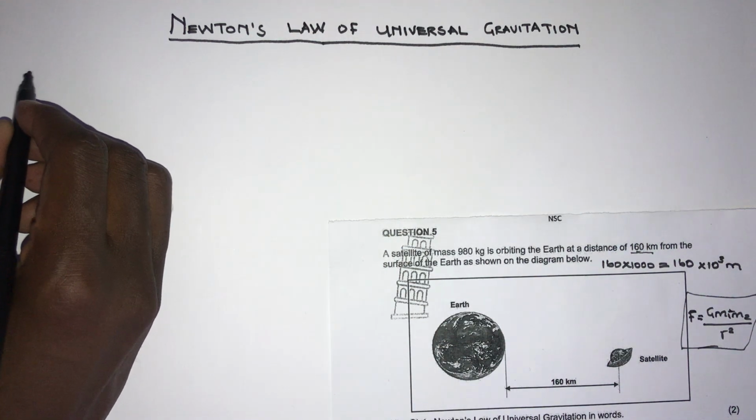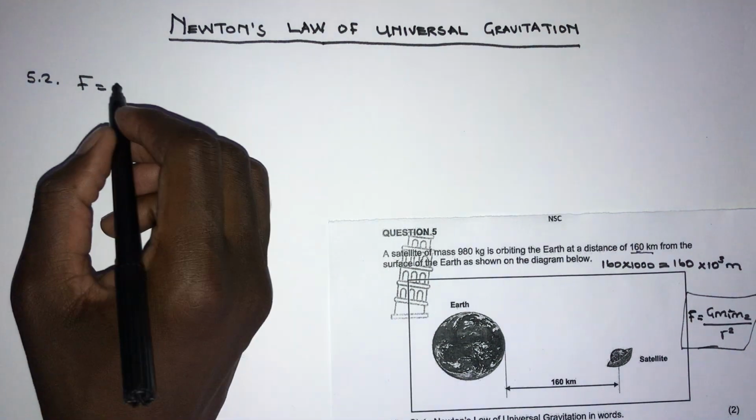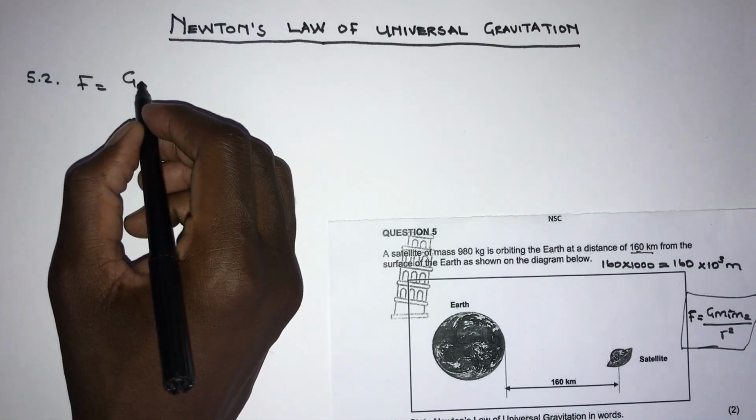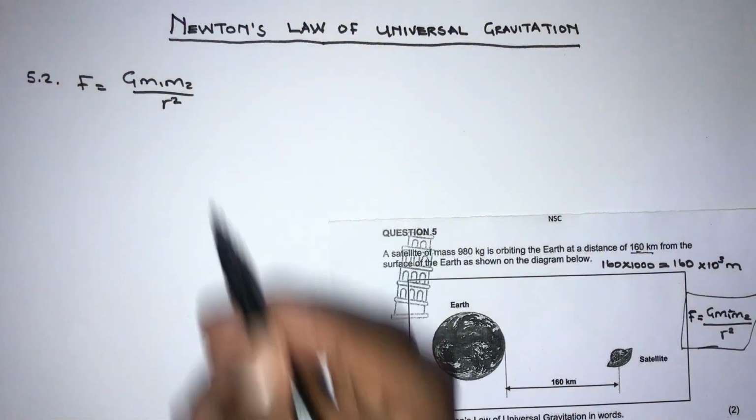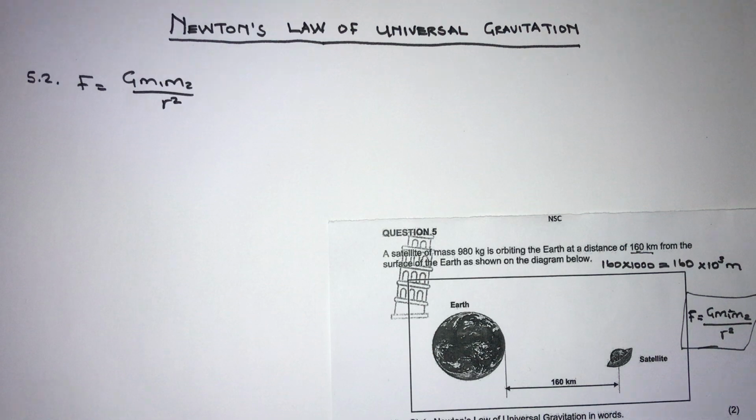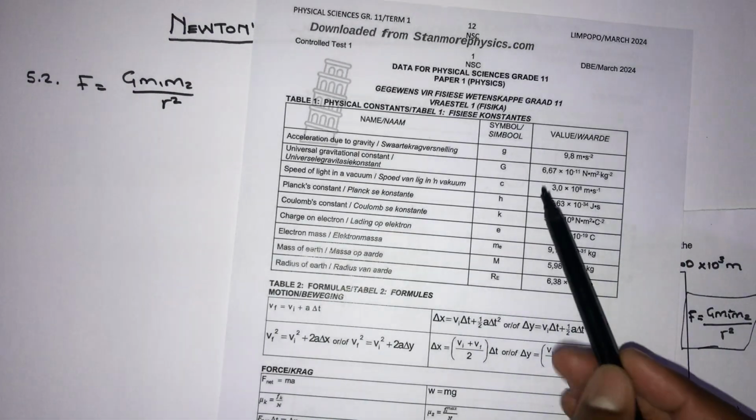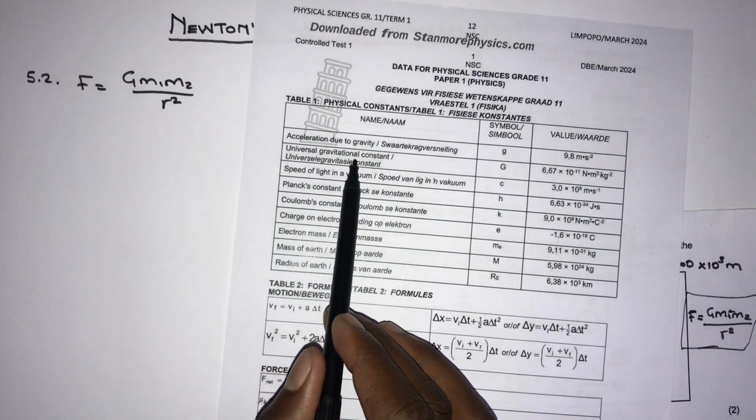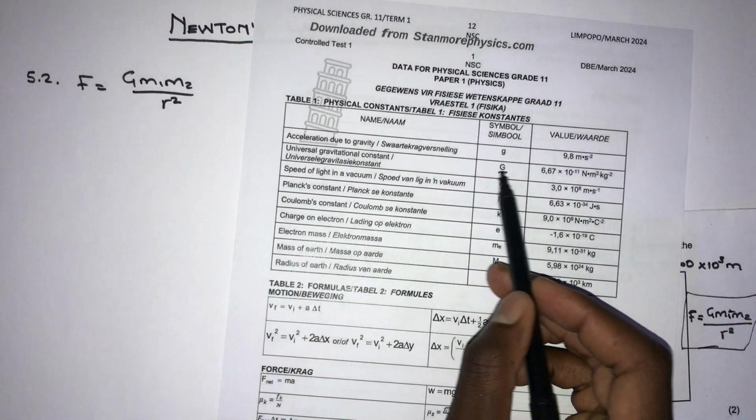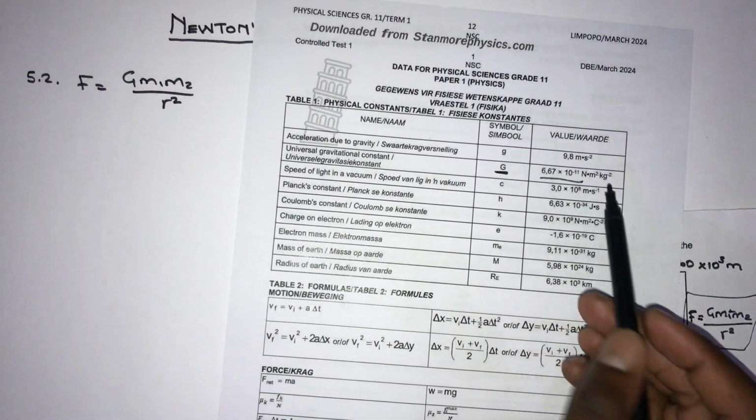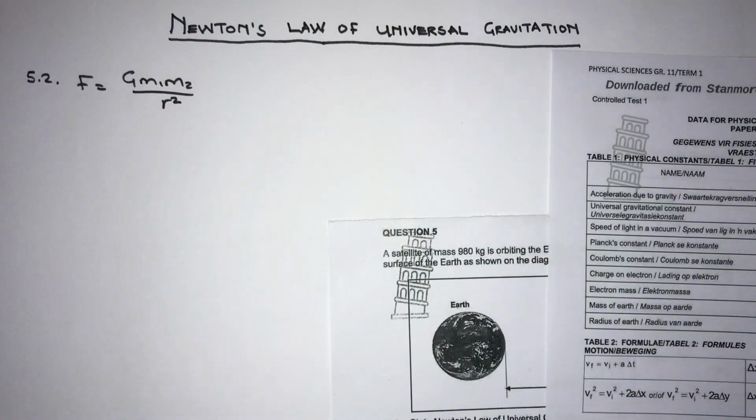5.2, F is equal to G m1 m2 over r squared, or you can use d squared. That's not a problem. So now let's check. What is G? G is the universal gravitational constant from the table. So you go to the table, this is your G as 6.67 times 10 to the negative 11. So you just go straight.